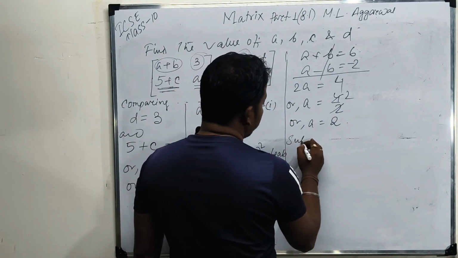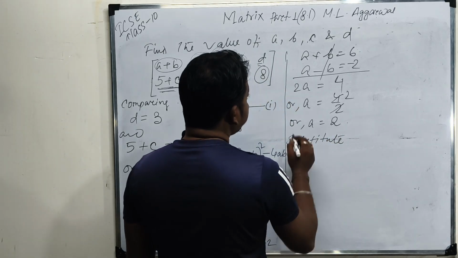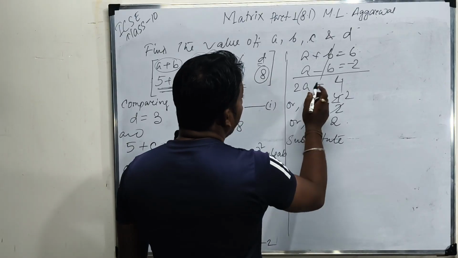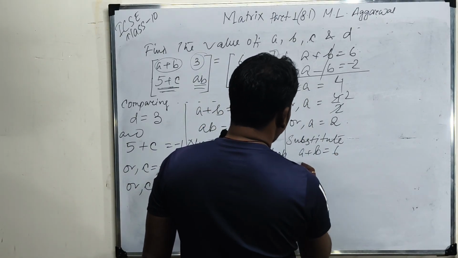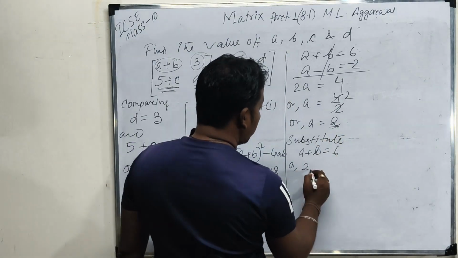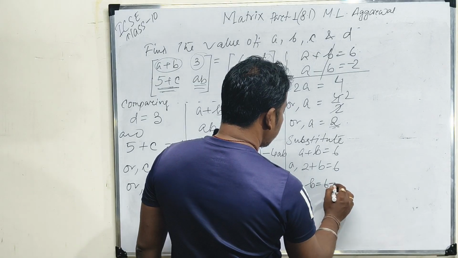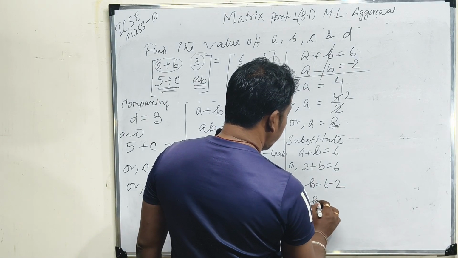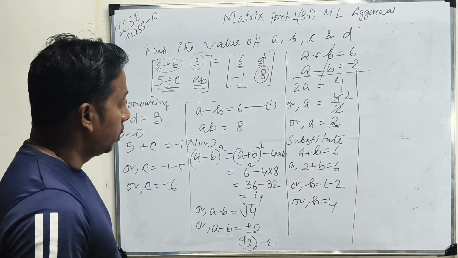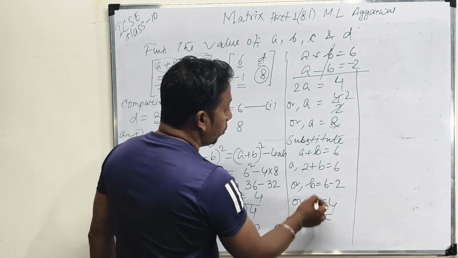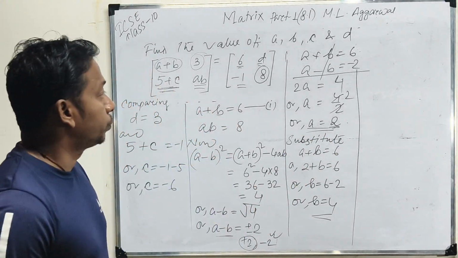Now substitute that, a plus b equals 6, the value of a is 2, 2 plus b equals 6, or b equals 6 minus 2, or b equals 4. Clear? So here we get the value of b as 4 and a as 2, when I put the value of a minus 2.